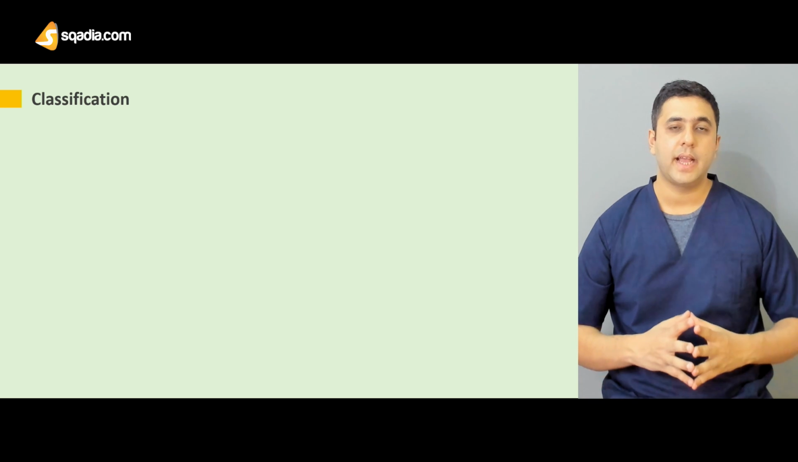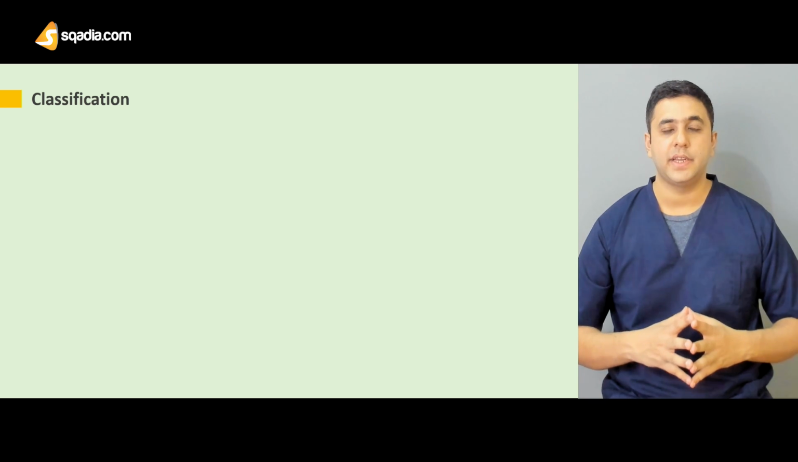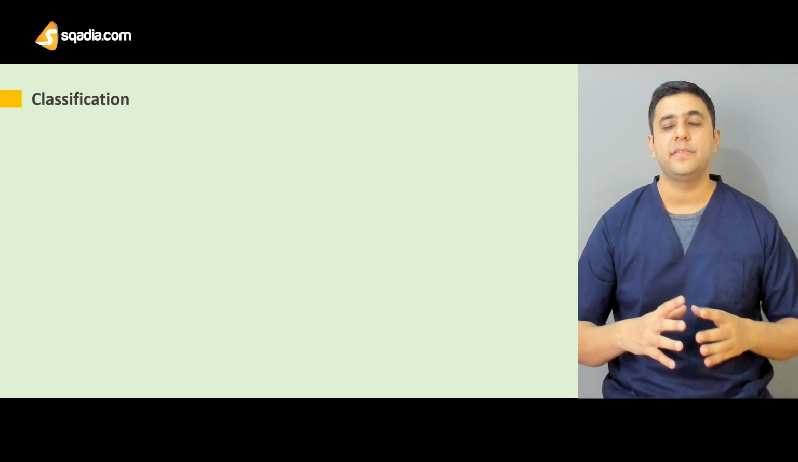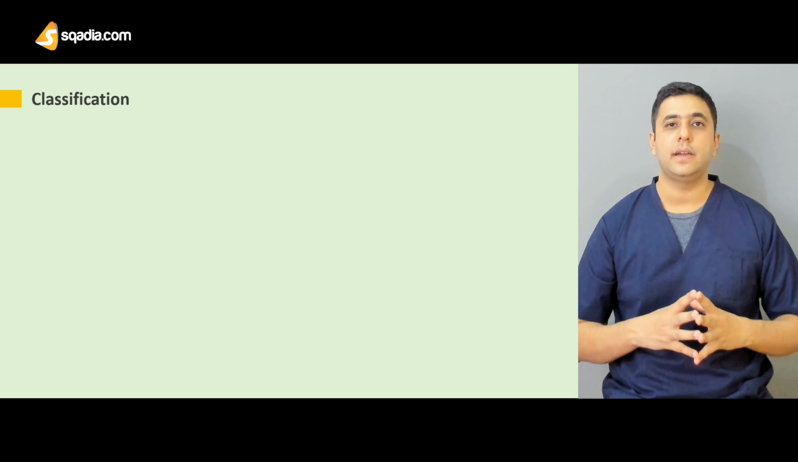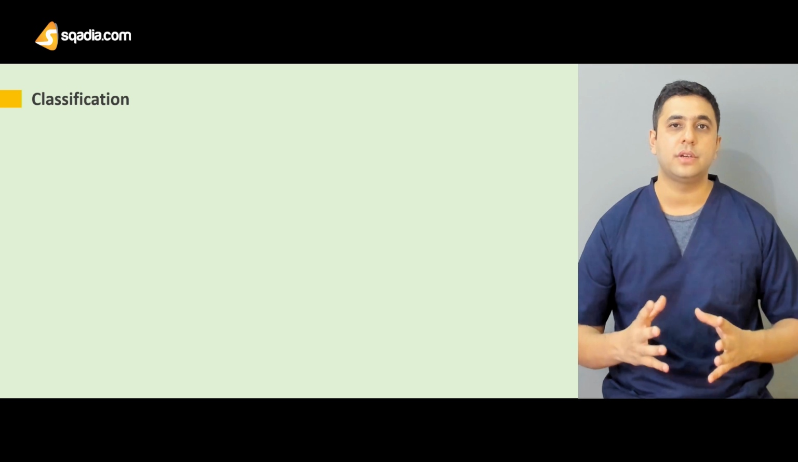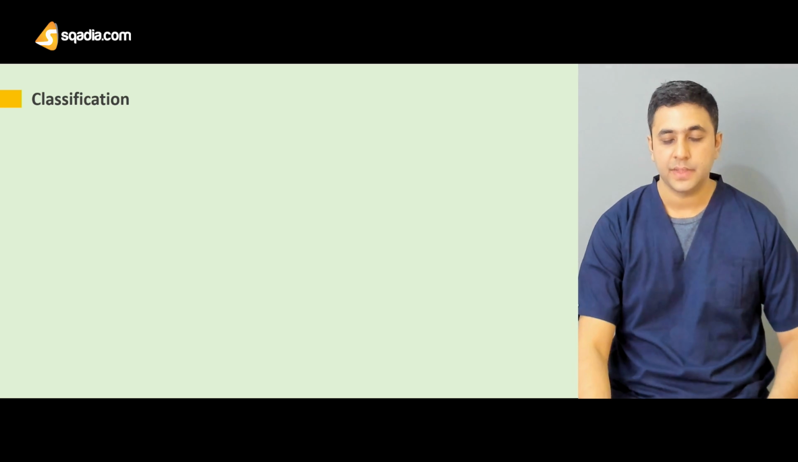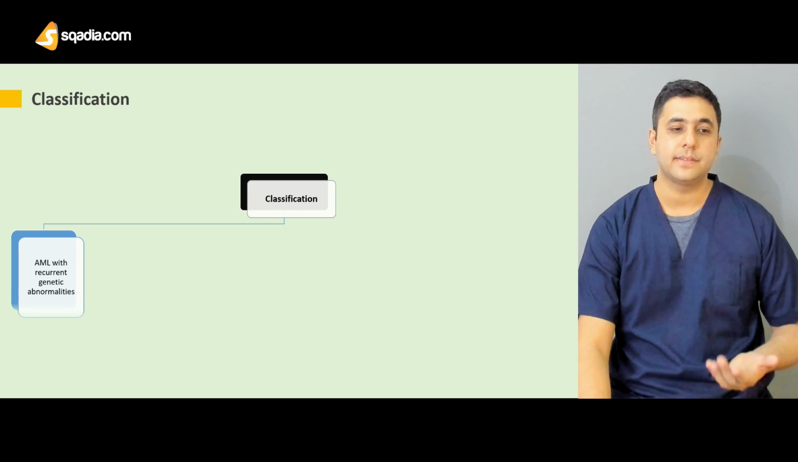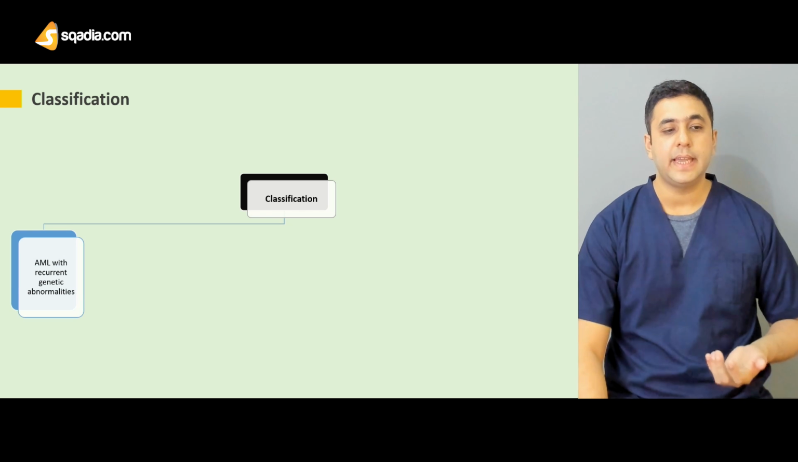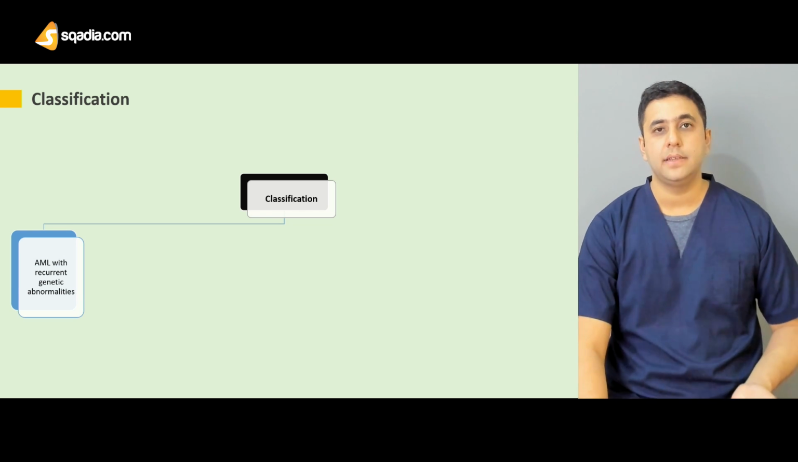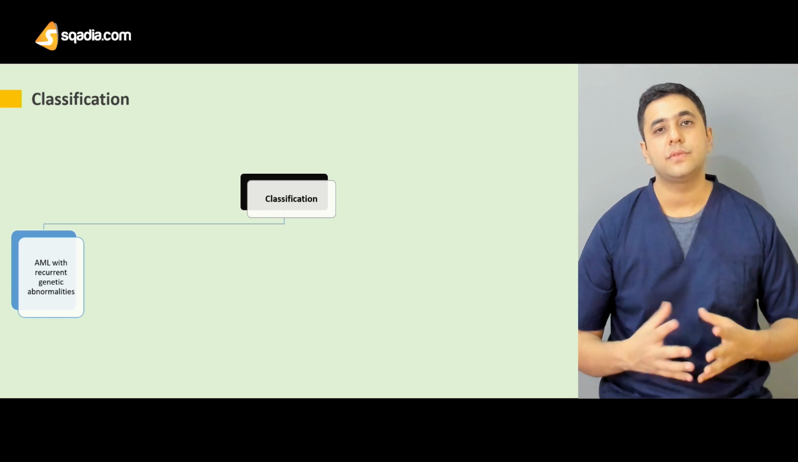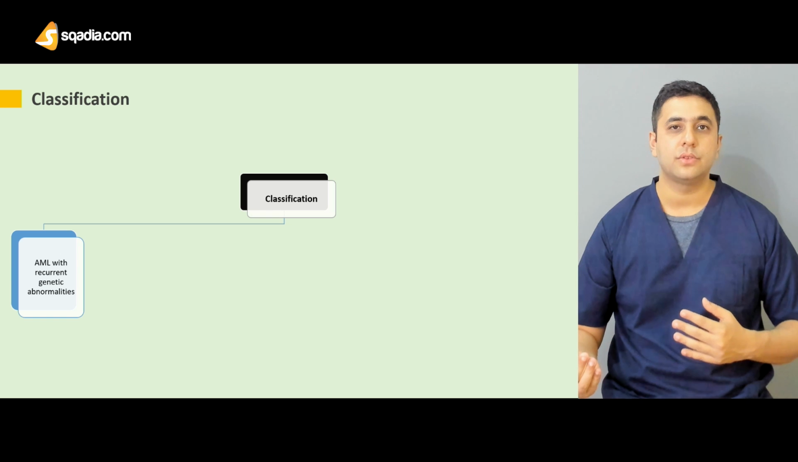Recently, this classification has been replaced by the WHO classification. It has made it a bit more complicated, but it highlights all the important subtypes of acute myeloid leukemia. So based on the WHO classification, we classify the AML into various subtypes, starting off with the AML with recurrent genetic abnormalities.